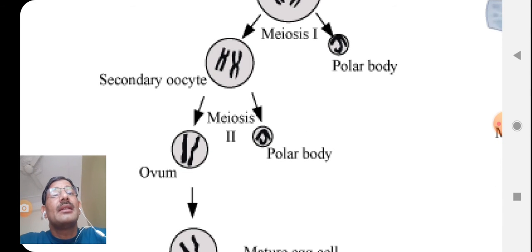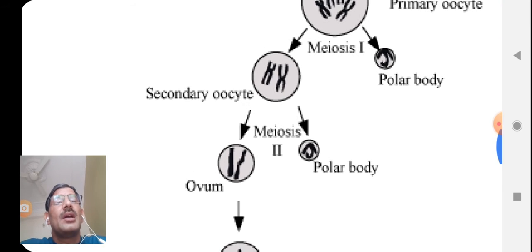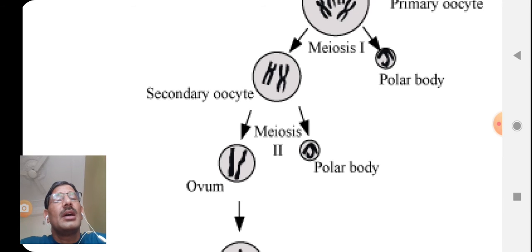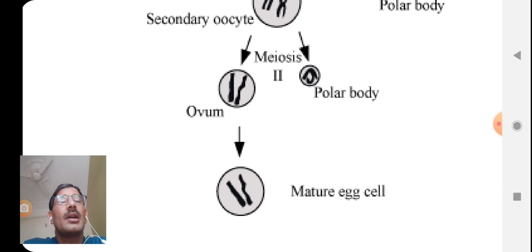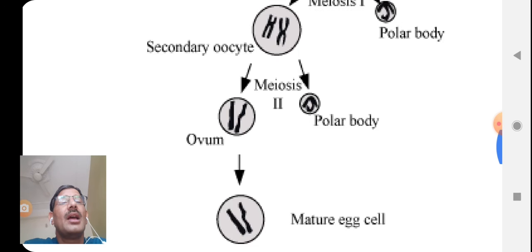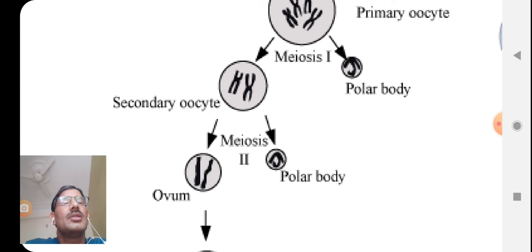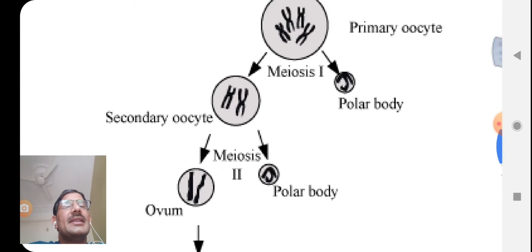The secondary oocyte then undergoes meiosis second. This meiosis second is also arrested at the metaphase stage, and it remains arrested till one of the sperm gets entry into the ovum. The entry of the sperm will trigger this division to complete. So after completion of this division, an ovum and second polar body will form. The ovum is transformed into a mature egg cell, and the two polar bodies do not have any role to play, so they degenerate.